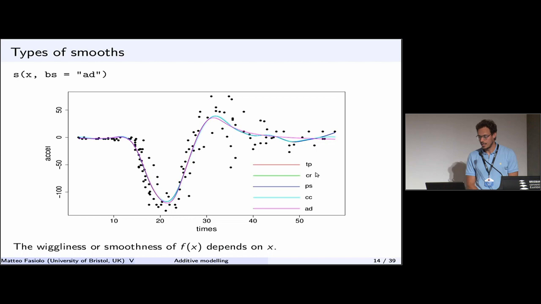If you use another kind of basis like cubic regression splines, they are also able to model this big change here, but then the curvature that they need to adapt to this spills over to this side, and they have this spurious wiggliness.